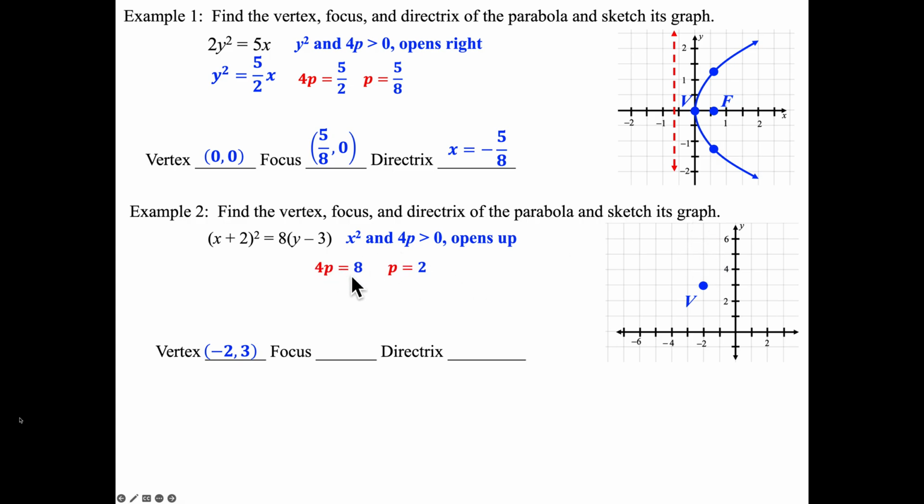So 4p is equal to 8, p is equal to 2, so we'll count up 1, 2. There's my focus. And you can add the 2 to the 3 to get negative 2, 5, or if you want to get the negative 2, 5 off the graph, either one is fine. But since we have a p value of 2, now double that to 4. We'll count 4 to the left and 4 to the right to plot those points. Directrix line, 2 squares below the vertex. So that's going to be at y equals 1. And we'll make our curve. There's my parabola.